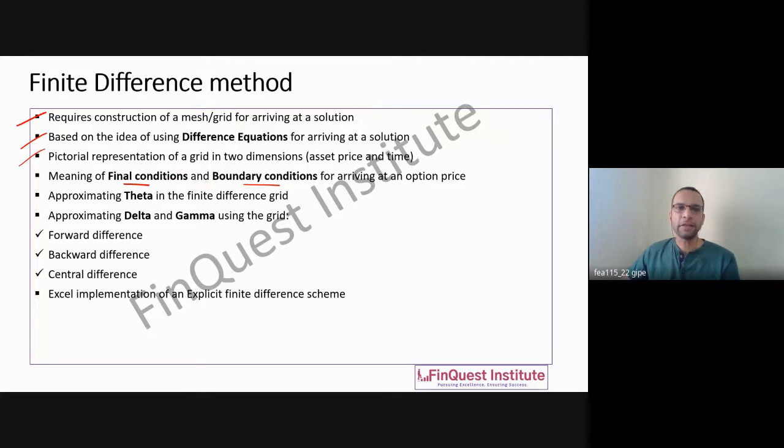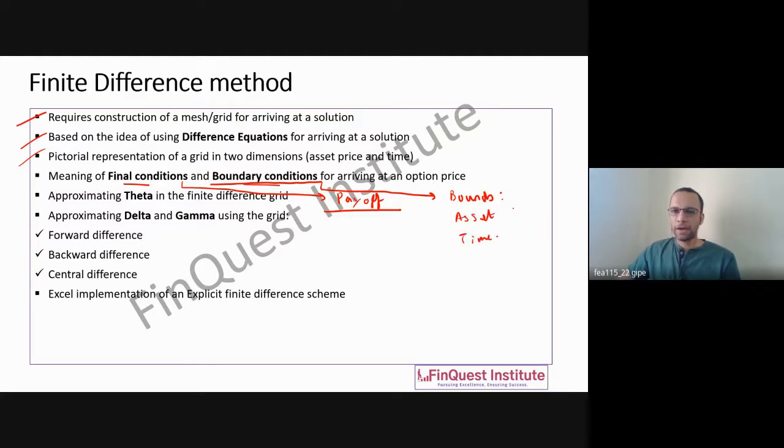Now, a final condition in our case will be the payoff. Because finally we are trying to price an option, right? So we would like to know how that option payoff is going to behave. That is our point of interest. Next is the boundary condition. Boundary condition basically sets the bounds within which we are going to solve this equation. That bound can be on asset price as well as time. So these are the bounds which I would like to set on the asset as well as the time.